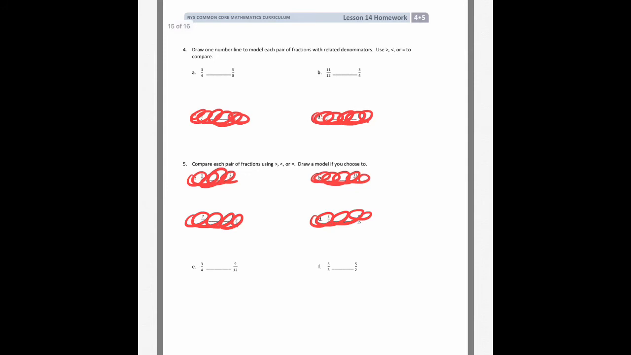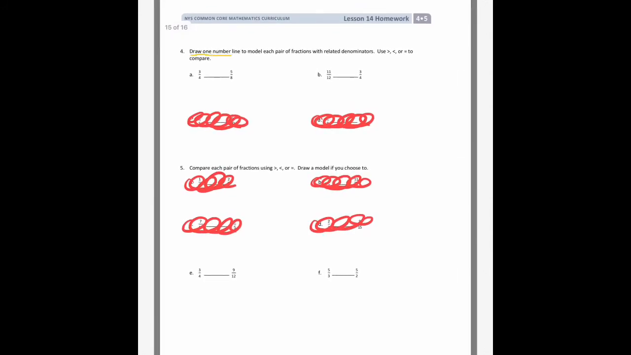It says, draw one number line to model each pair of fractions with related denominators. So now instead of a tape diagram, it wants us to show that we know what we're talking about with a number line. So I'm going to start off with a number line. Going to label my 0, going to label my 1. And we're comparing 3/4 to 5/8. So the first thing I want to do is split my number line into fourths. And so 3/4 would be here.